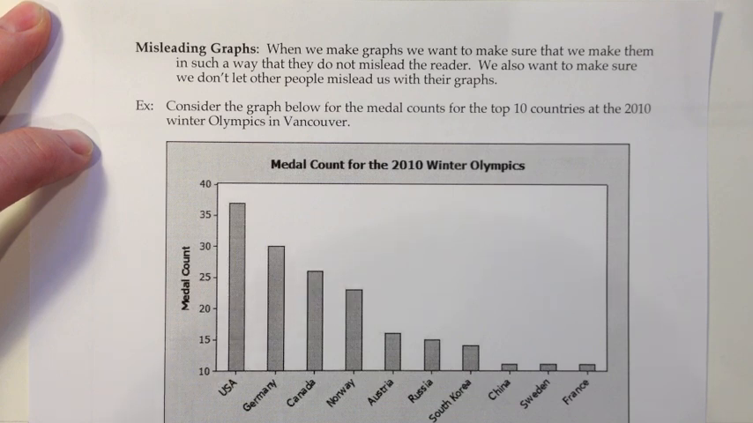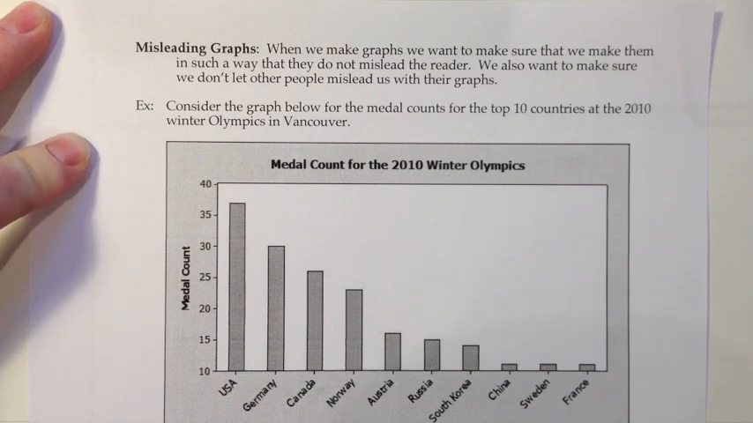So when we make graphs, we want to make sure that we make them in such a way that they do not mislead the reader. We also want to make sure we don't let other people mislead us with their graphs. So if you're being a consumer of statistics and people are presenting graphs to you to try and persuade you, if they are doing something misleading, you want to be able to notice that.